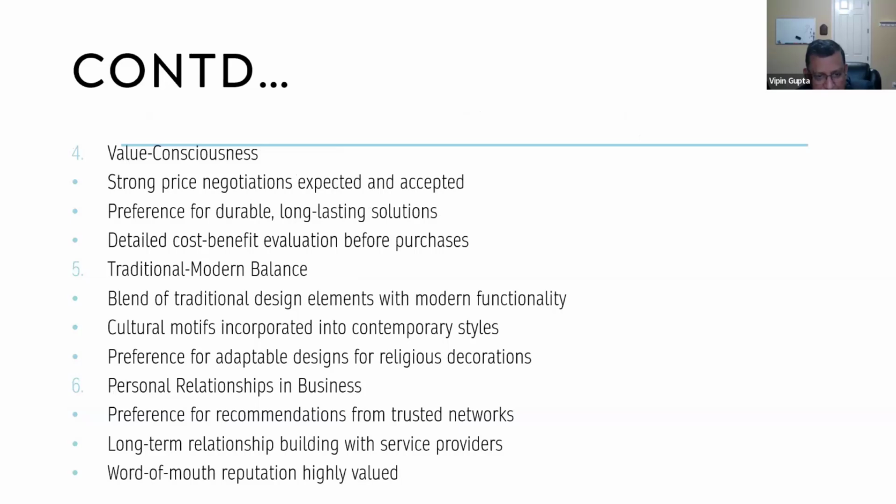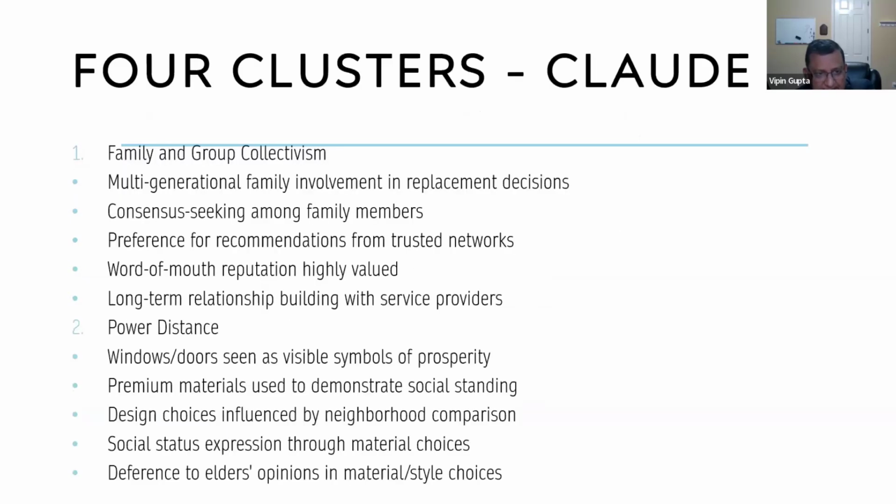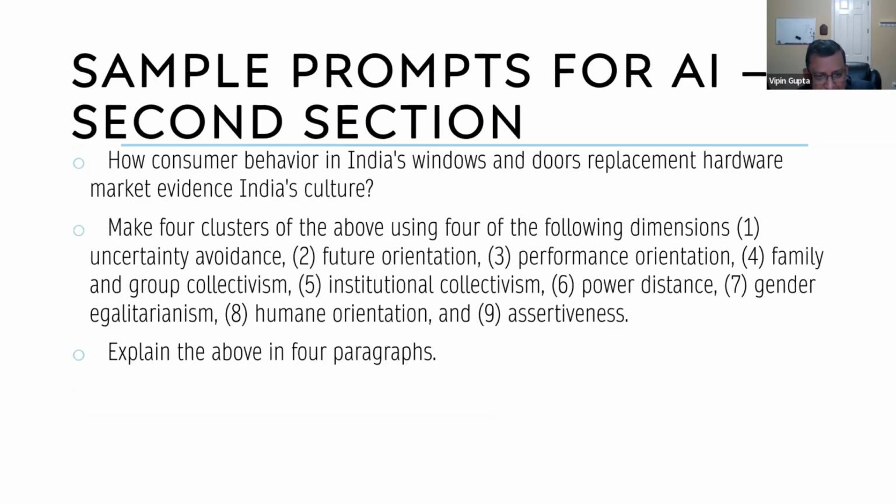Because once this data comes, they apply this and then they are now combining, saying that family and group collectivism, multi-generation family involvement, consensus among family, word of mouth. Ask them, explain the above in 4 paragraphs. So they actually write in 4 paragraphs. Okay, so you have to go through a structured way in order to get the most out of AI.